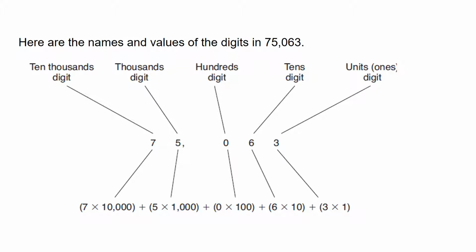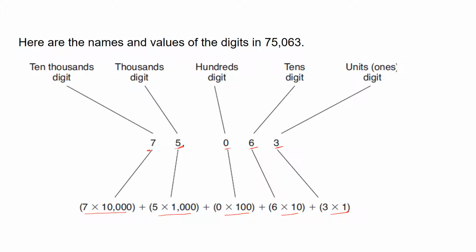Now, if I look at the digits, I have 75,063. So 7 is in the 10,000s, 5 is in the thousands, 0 is in the hundreds, 6 is in the tens, 3 is in the ones. So I use that place name to write this number in expanded form.